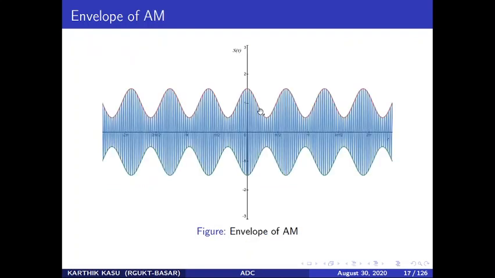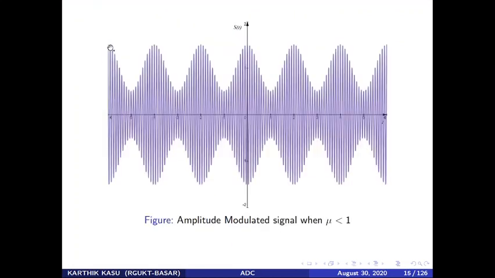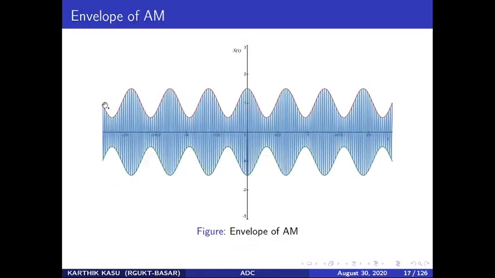Now, this is the envelope of our AM signal. You take this AM signal and join all the peaks, like this. The envelope is a curve joining all the signal peaks. You join all these peaks and you get a curve. The red color is the envelope. If you join all the peaks of the AM signal, you get it like this.